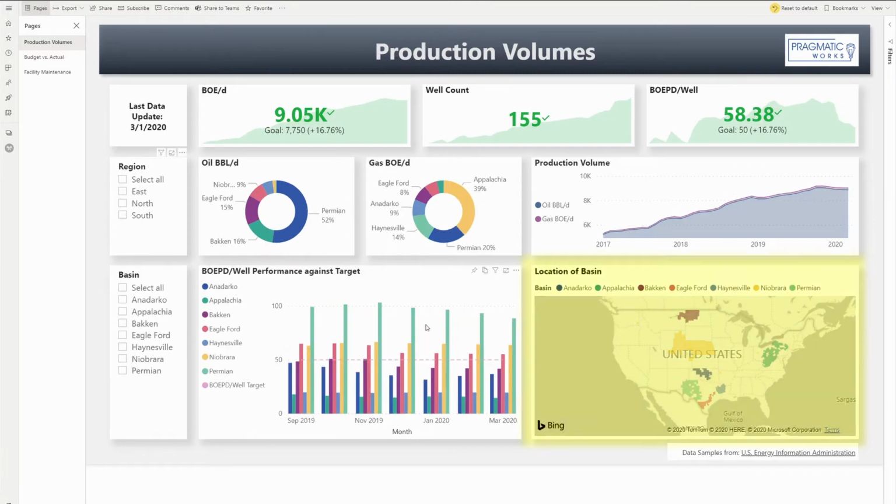Additionally, the map provides an interactive tooltip allowing you to view the production volume, well count, and production per well for each basin by hovering over it with your mouse.